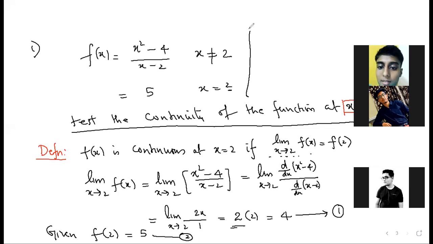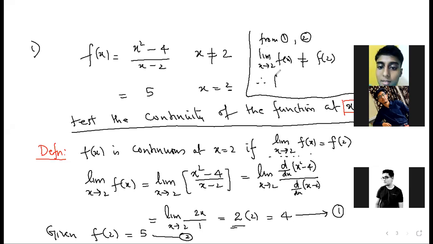I'm writing it over here because I don't have space. From 1 and 2, limit x tending to 2 f of x is not equal to f of 2. Therefore, the graph is not continuous. Instead of using the word graph, we'll say function. Therefore, the function f of x is not continuous, or discontinuous.